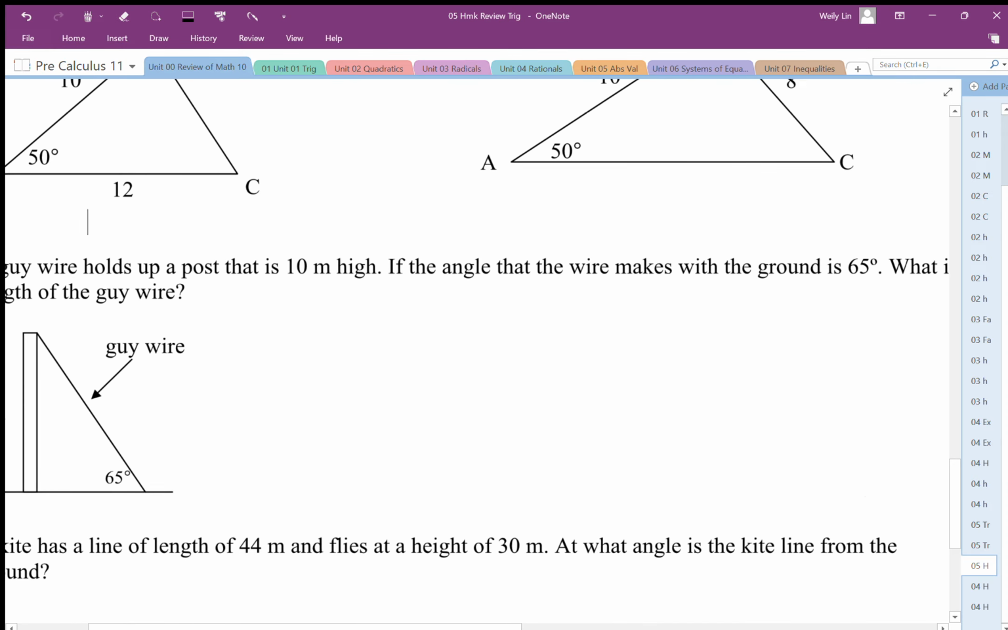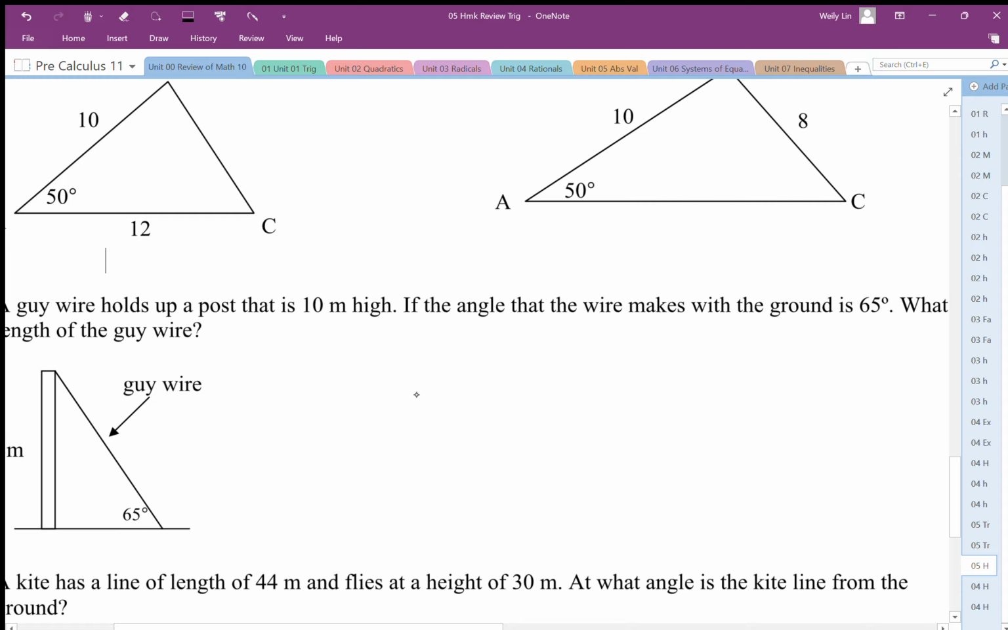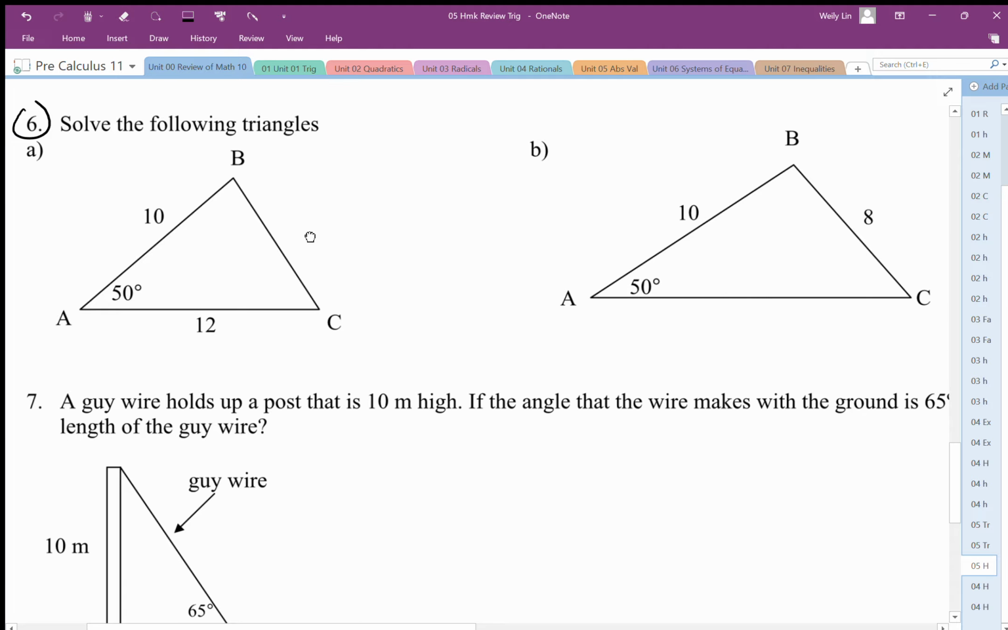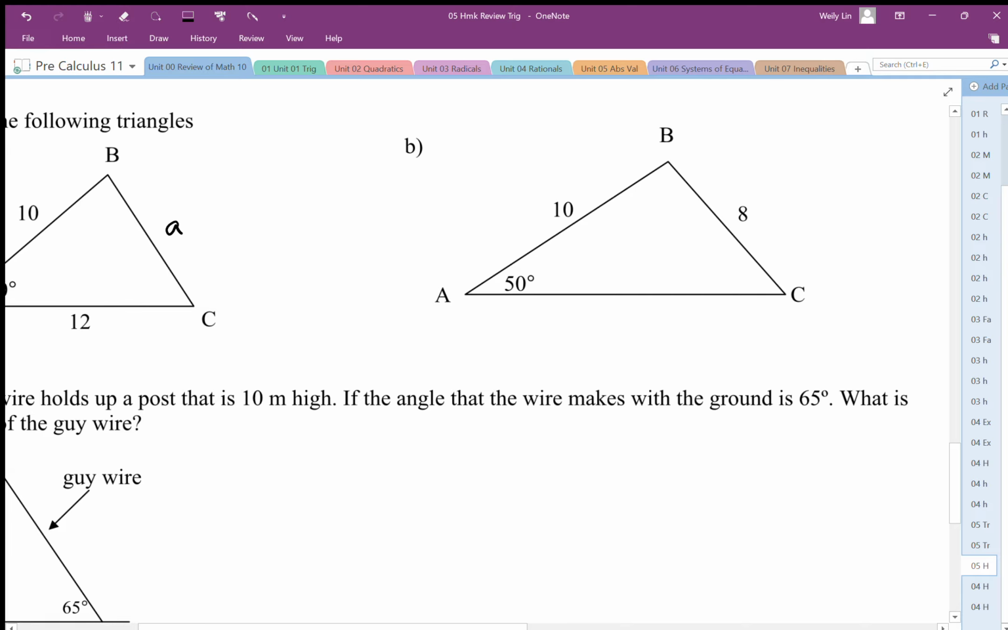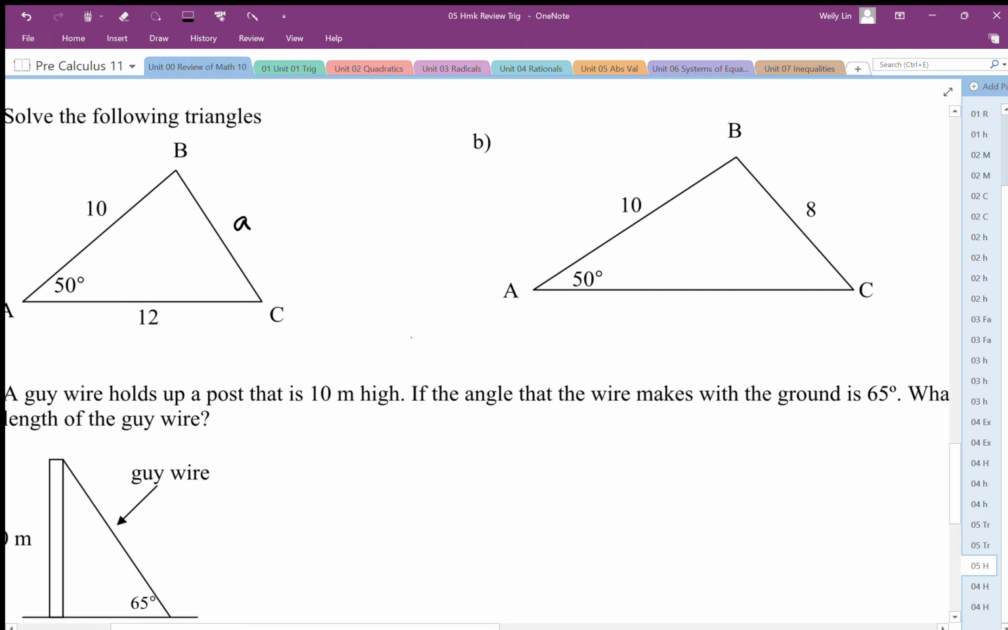So first, finding the side length opposite the angle, A, I'm going to use the cosine law. So I end up with a squared is equal to 10 squared plus 12 squared. And I account for that non-90-degree triangle with the minus 2 times, in this case, b times c, and then cosine of the angle given, which is angle A.